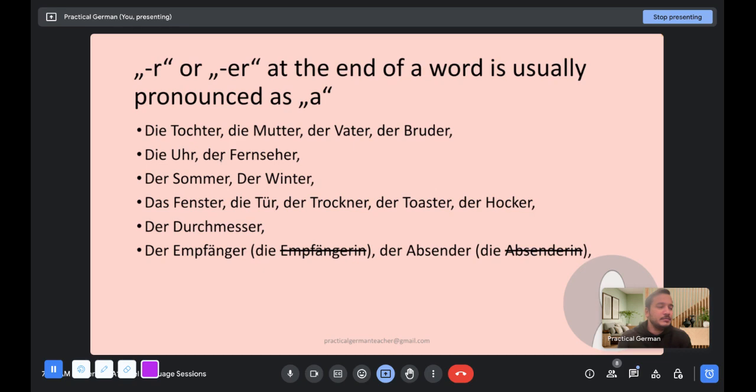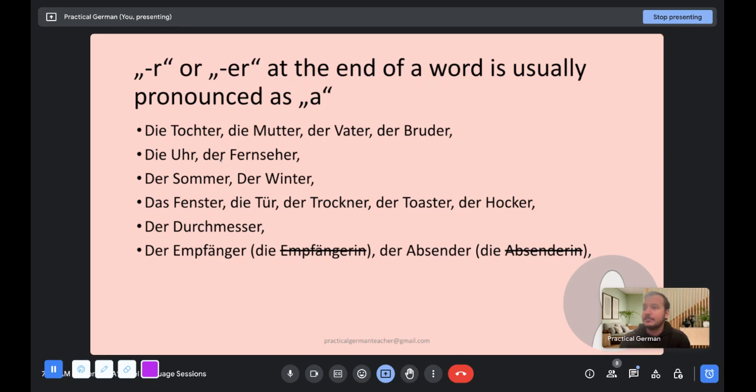In the evening, I cook dinner and then I sit on the sofa and eat my dinner. What do you think is in front of me? TV. Yeah. Okay, TV. Der Sommer, der Winter. Summer and winter.